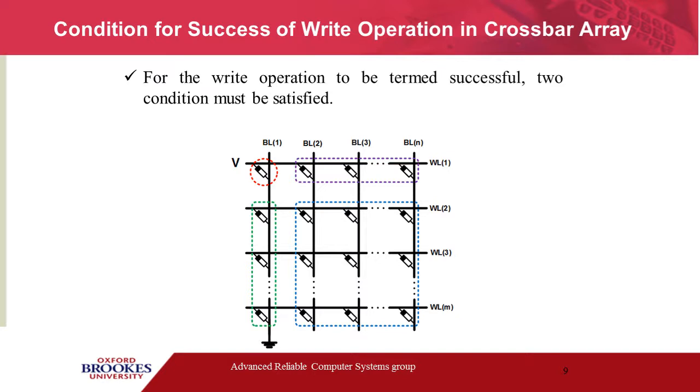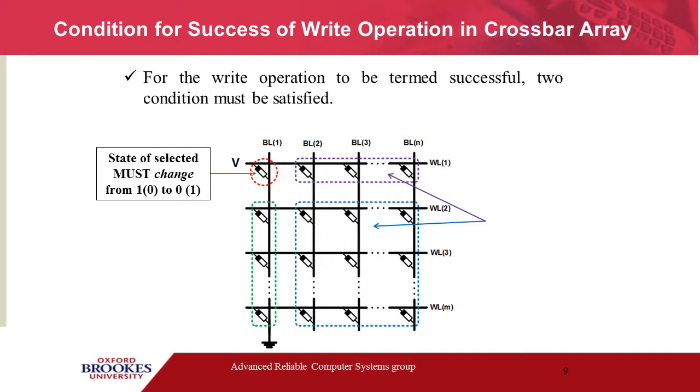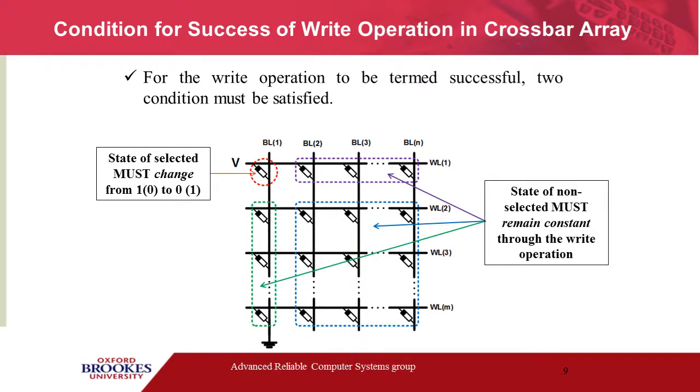The first condition that must be satisfied is related to the selected cell, which is quite obvious because that's the cell we want to write into. The state of the selected cell must switch to the desired value depending on its current state, either from a logic 0 to logic 1 or from a logic 1 to logic 0. The second condition relates to the other non-selected cells. The state of the non-selected cells must remain constant for the entire duration of the write operation. The write operation will fail if one or both of these conditions fail.